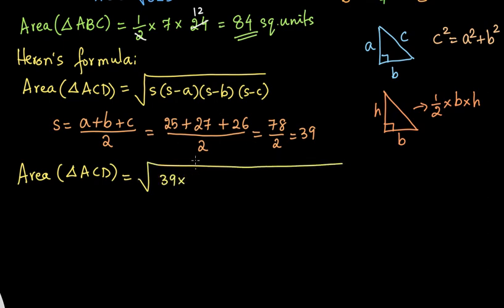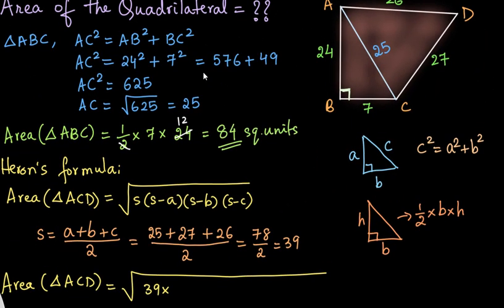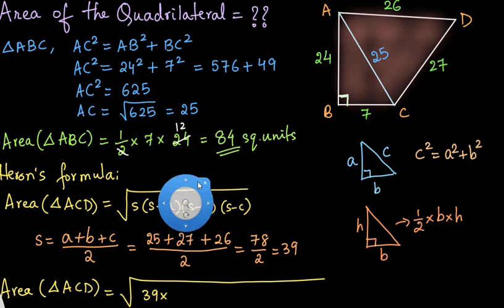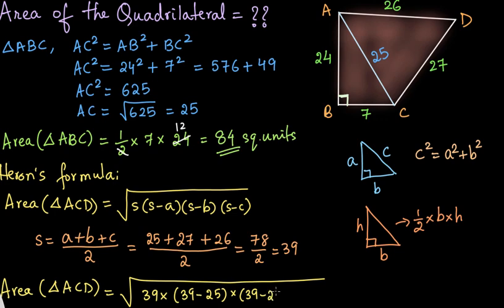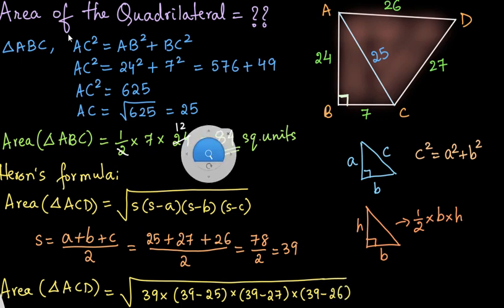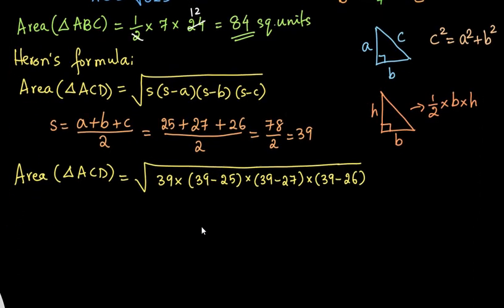39 into, so we do need the picture over here, right? So I'll bring the picture. Okay, 39 times S minus A will be 39 minus the first side, let's take it as 25, into 39 minus the second side, which is 27, into 39 minus the third side, which is 26. So now we have to solve this term inside the square root.